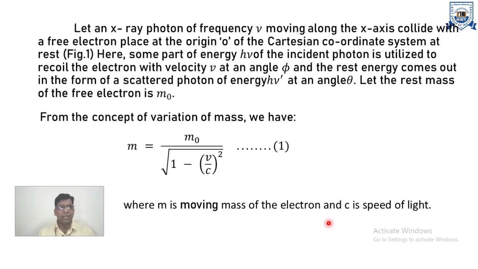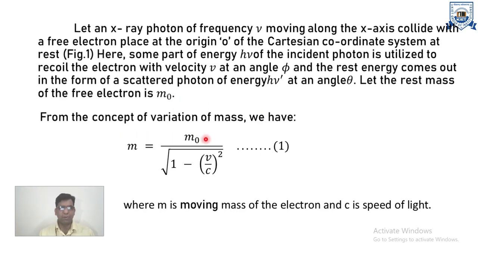Let us assume an X-ray photon of frequency nu moving along the x-axis collides with a free electron, as seen in the first figure. O is the origin of the Cartesian coordinate system in this figure 1. Here we calculate the energy of the recoil electron and the scattered photon of energy h nu dash at angle theta. Let the rest mass of the electron be m naught.